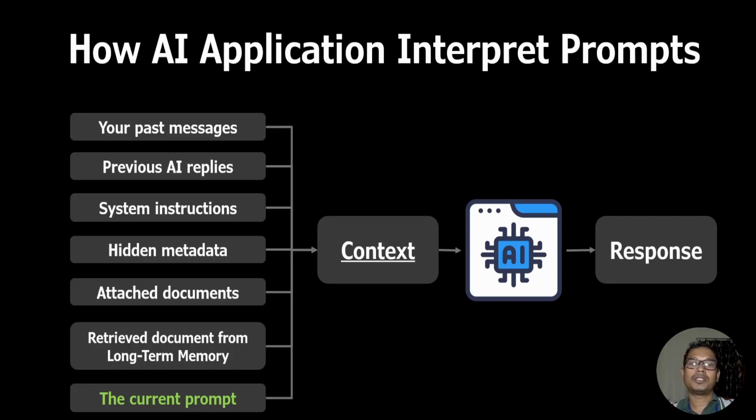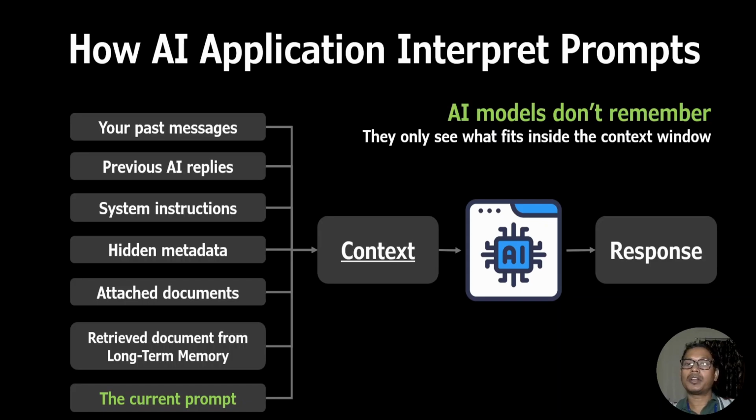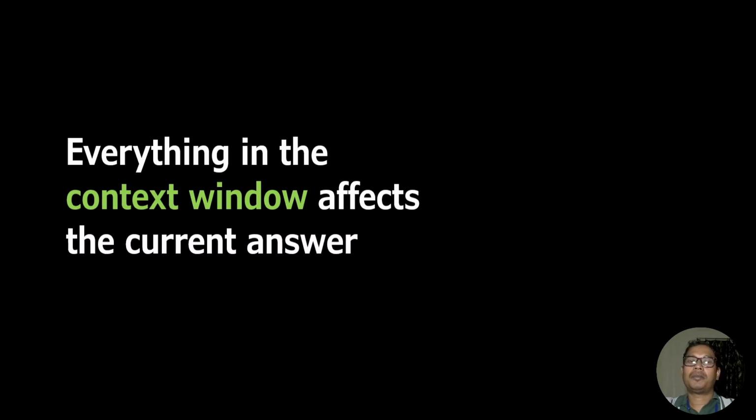So here, the most important thing is the context, right? As you know, AI models do not remember, they don't have this capability. They only use the context to generate an answer. Whatever you write in your context window is the memory for your AI layer. So everything in the context window affects the current answer. So it is important to put everything in your context window so that you get the desired output from the AI. But here there is a tweak, right?